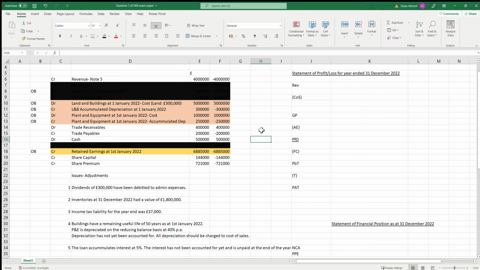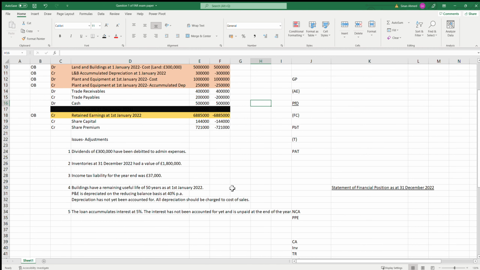Now, what I tend to do is I don't like pasting all the values in. I like to look through the adjustments and see which ones are easy to deal with. Okay, so let's look through the adjustments that are easy to deal with. Well, we have inventories at 1st of December 22. We know our final inventory figure, so that seems easy. I'm just going to put inventory 1,800,000 here.